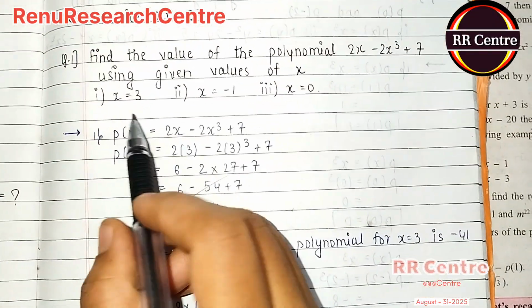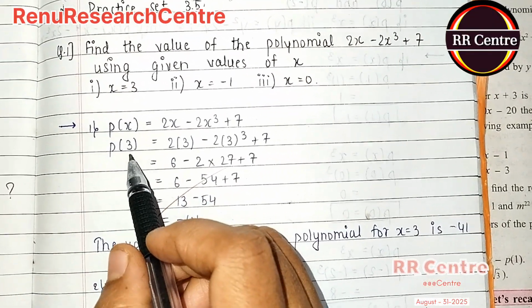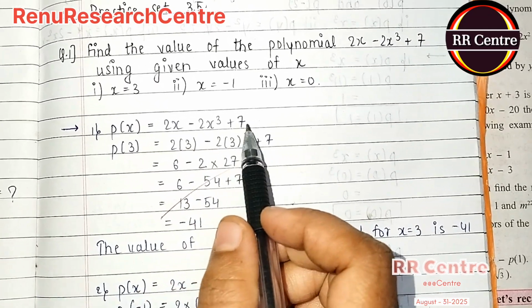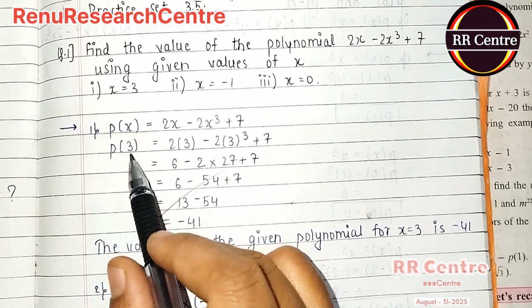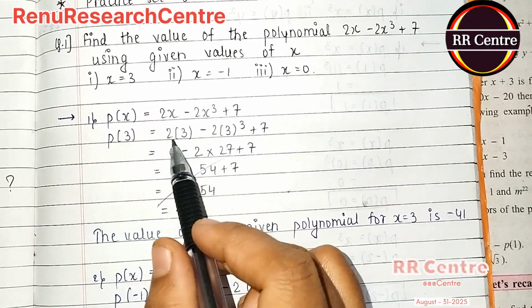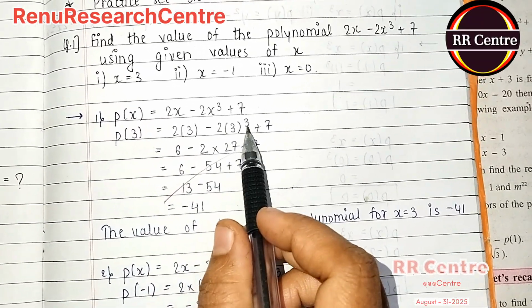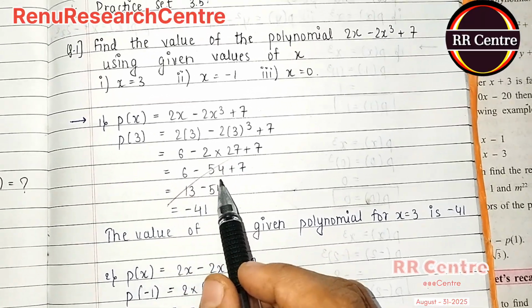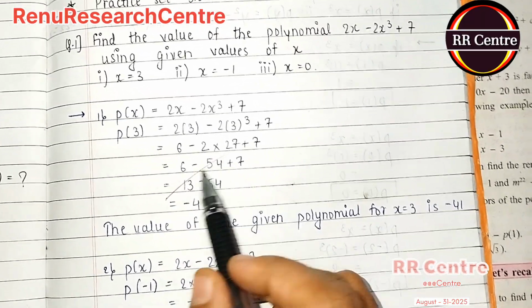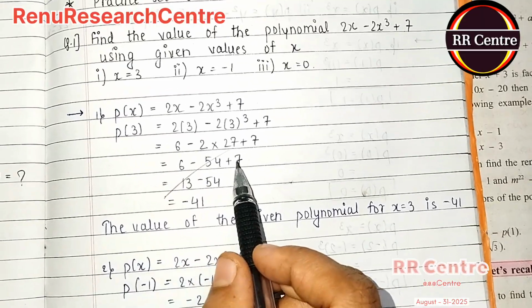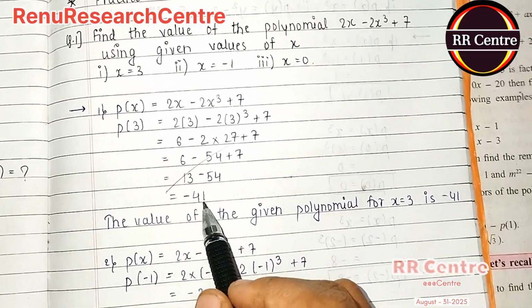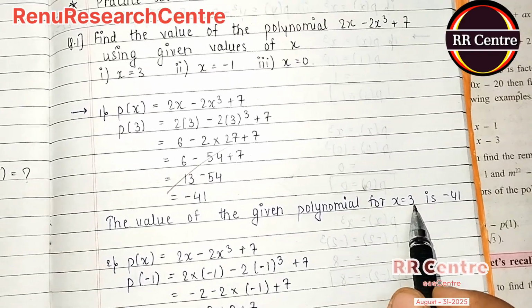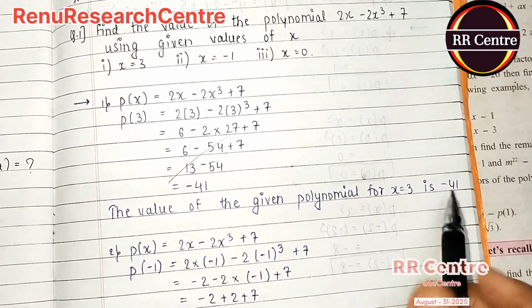So first, put the value p of x, replace with 3. Now use the polynomial 2x minus 2x cube plus 7. So replace x with 3 everywhere. 2 3s are 6, and 3 cube is equal to 27, plus 7. 27 multiplied by 2 is equal to 54, plus 7. So 7 plus 6 is 13, minus 54 is equal to minus 41. So the value of the given polynomial for x equal to 3 is minus 41.